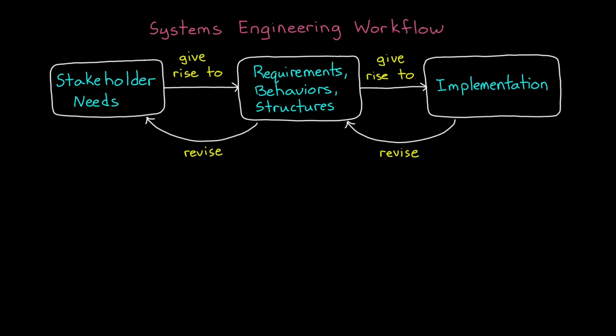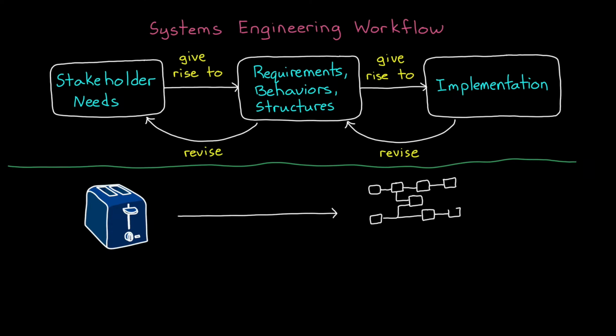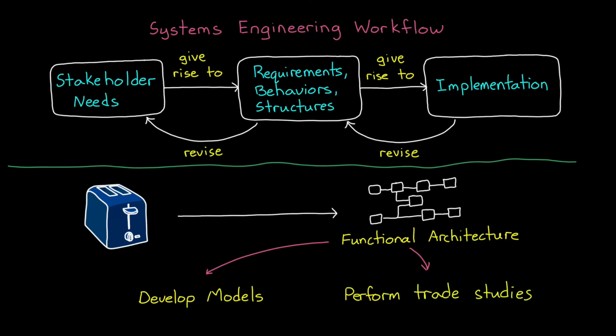So in this video, let's explore a bit of this process by walking through a simple design example. We're going to focus on building a functional architecture for a toaster. And we'll show how describing a system as a collection of its functions can help us navigate the early stages of a project and can provide a foundation from which we can develop models and perform trade studies.